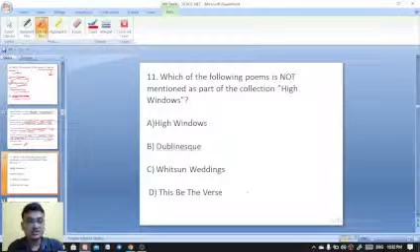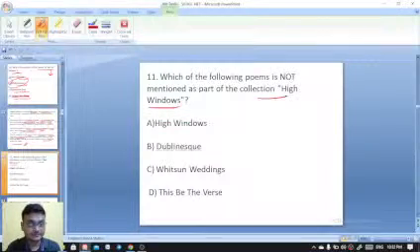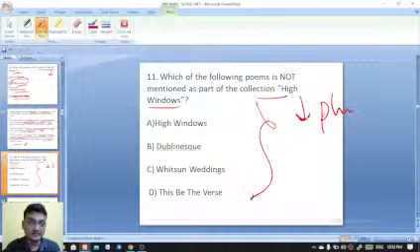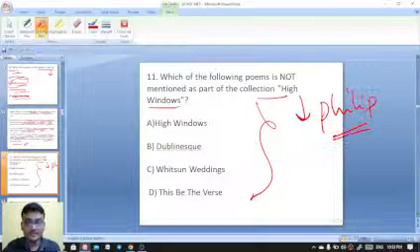Which of the following is not mentioned as a part of the collection High Windows? And this work is actually written by Philip Larkin. These are poetry collections.